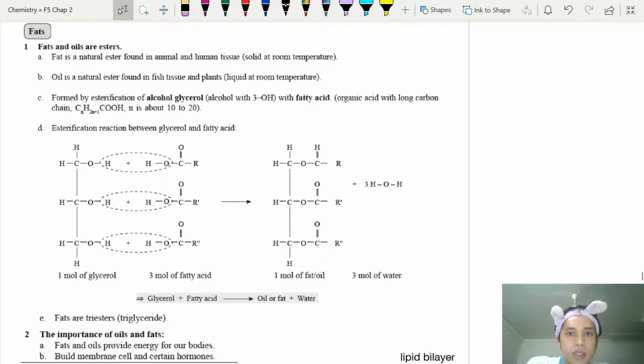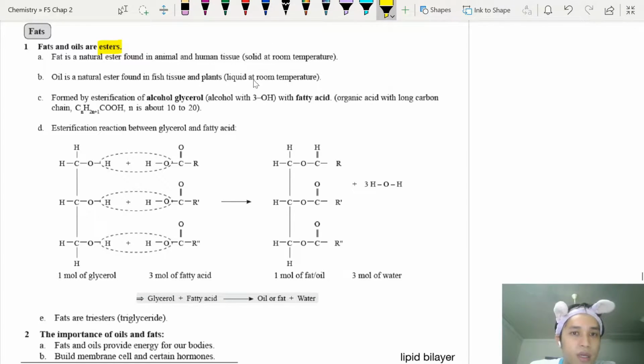Alright, so we have reached the final part of your carbon compounds. In these final two parts, you're going to learn about your fats and also your natural rubbers. Basically, your fats are actually esters. Technically, they can be divided into two.